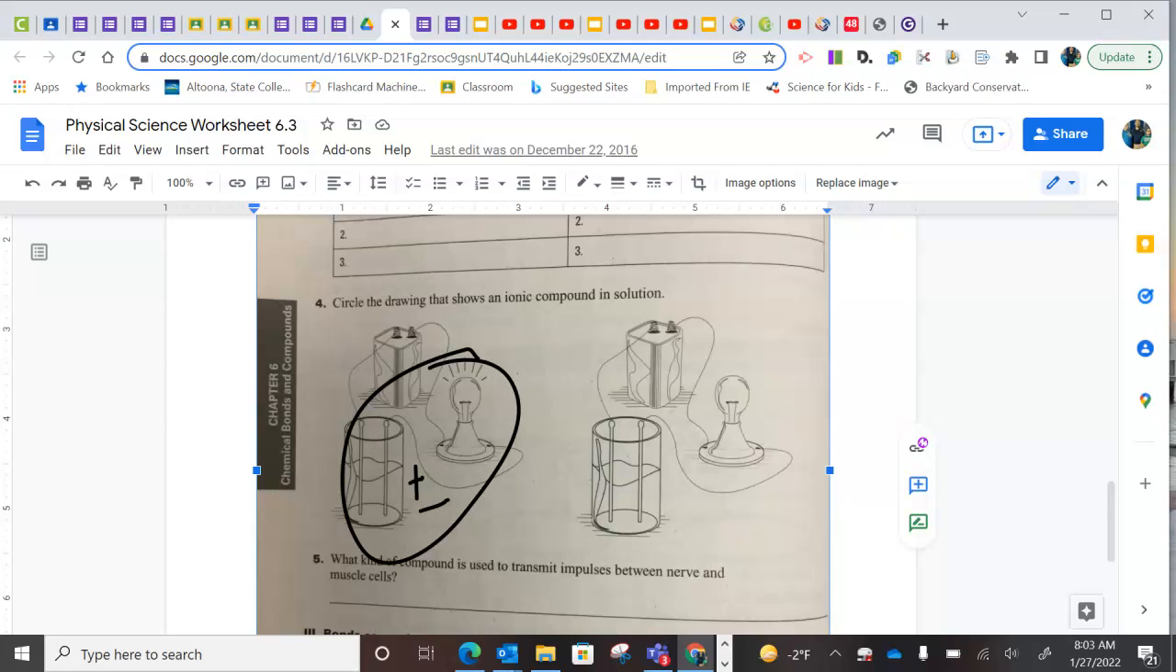What kind of compound is used to transmit impulses between nerve cells? These are ionic because it can transport electricity. There's lots of salts, sodium salt, sodium, and potassium.